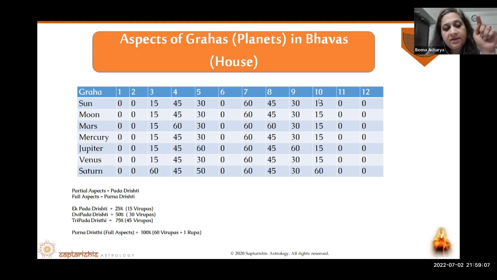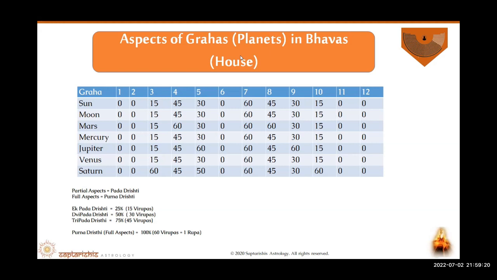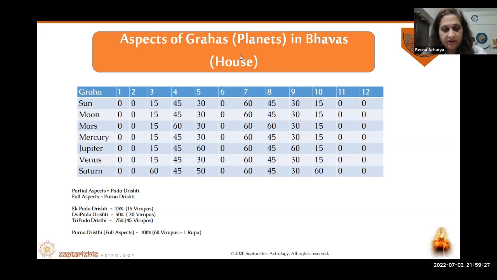In the last class you mentioned that the aspect rule is not applicable in the D9 chart. Yes. So what about the other divisional charts? Every divisional chart, aspect is not applicable. That is my opinion, we should not take aspect in divisional charts.